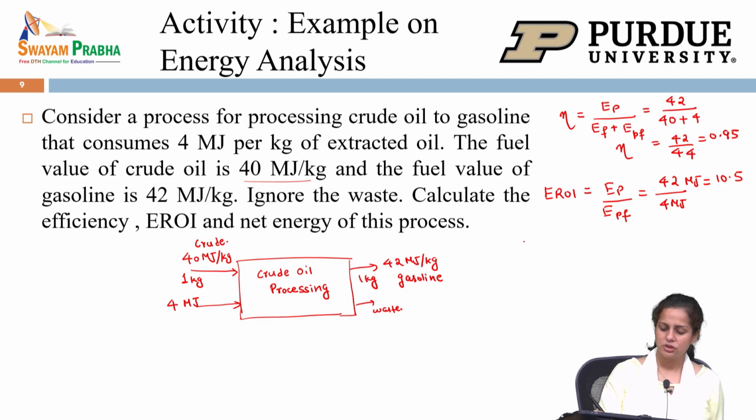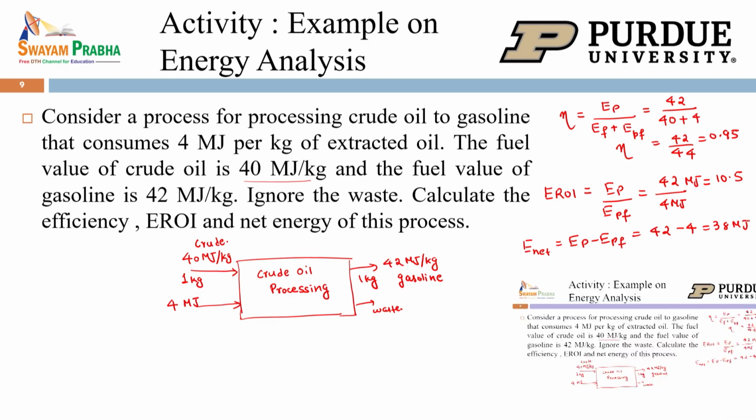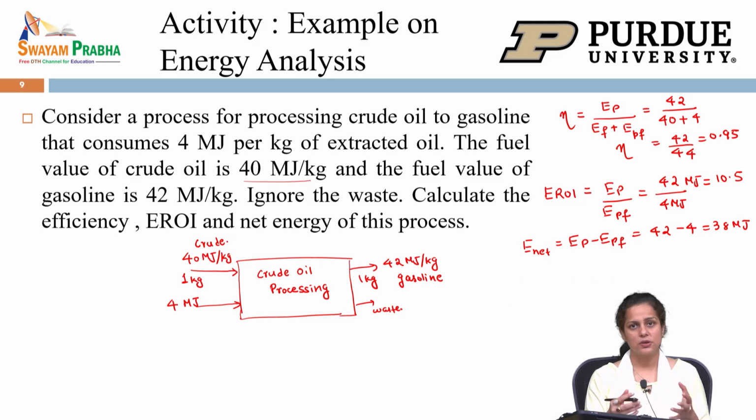And then the net energy, E_net, is simply the difference between EP minus EPF, which is the processing energy. So, we have 42 minus 4 and your net energy is 38 megajoule, which means that we are investing or putting in 4 megajoule of additional processing energy and we are getting 38 megajoules of net energy for our utilization.